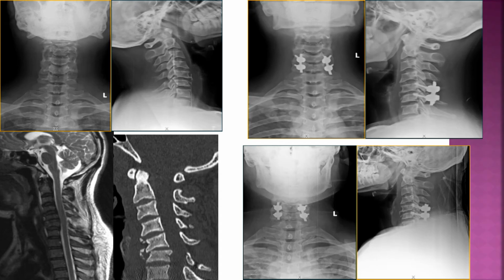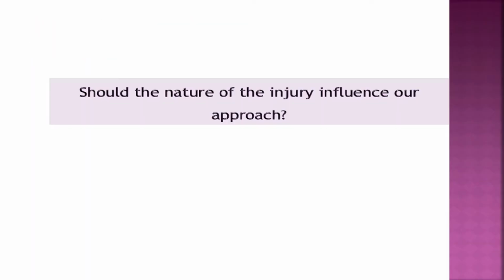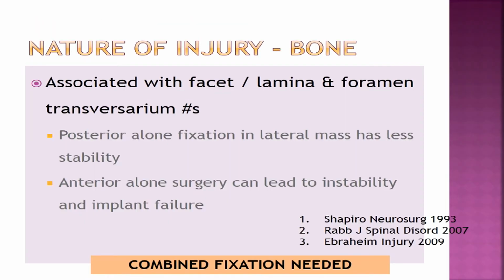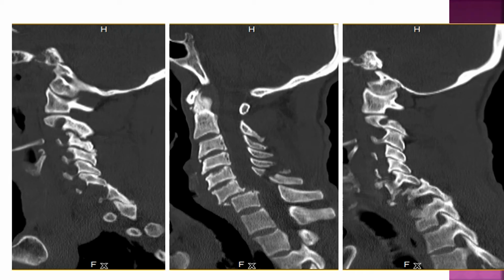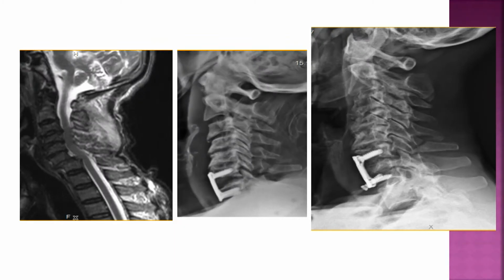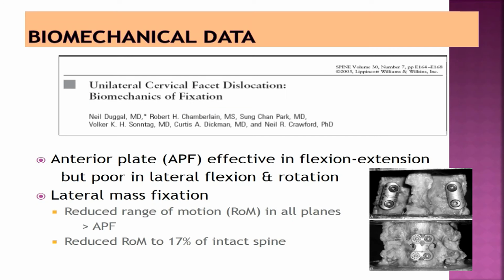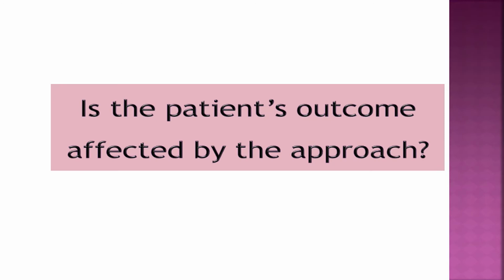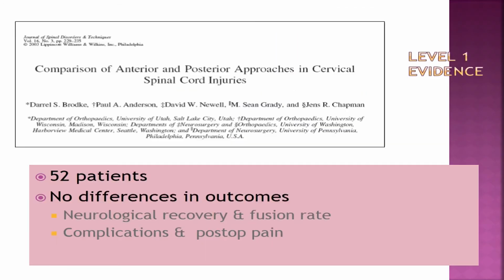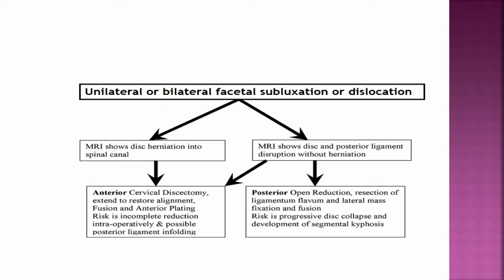Therefore, should the nature of the injury influence your approach? Yes. If there is a significant posterior injury, as you can see here, which causes implant failure, it is probably better to go for an anterior-posterior fusion. Biomechanical data says that the posterior is better, but in clinical practice, what we have observed, and the majority of the literature has said, is that anterior alone surgery may be adequate. And papers have shown that there is no major difference between the outcomes. And what we practice in unilateral dislocation with the MRI showing post-disc herniation is preferably to go anterior.